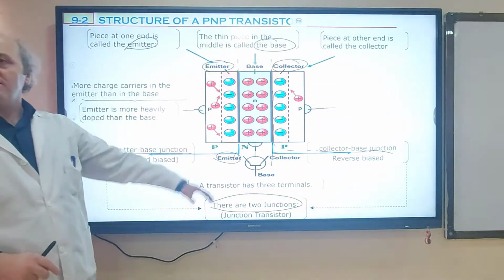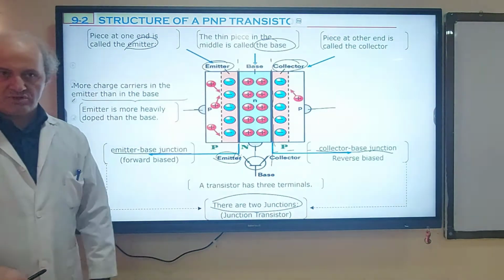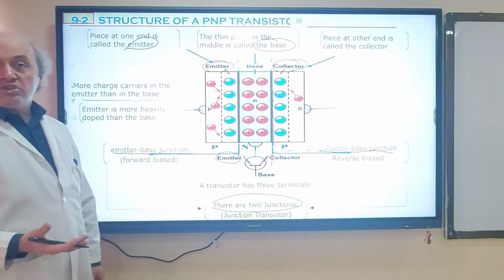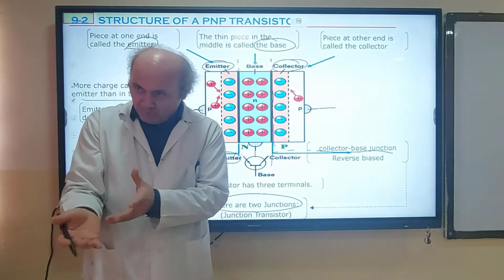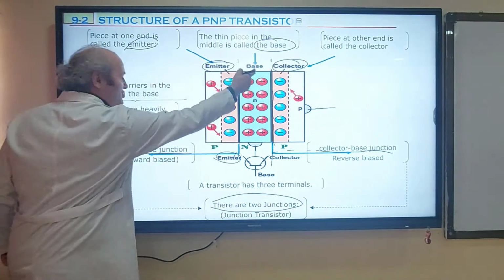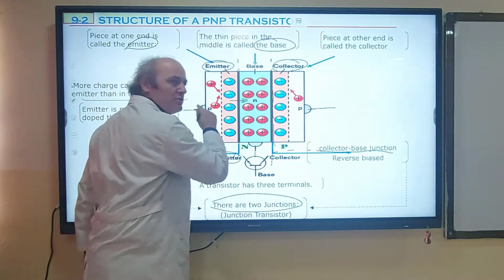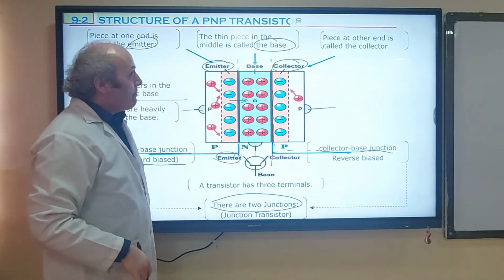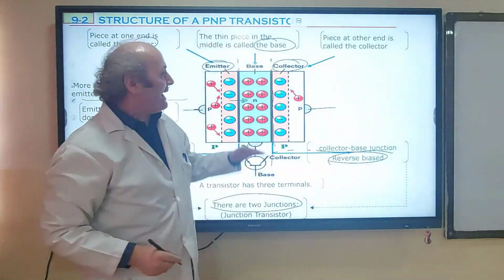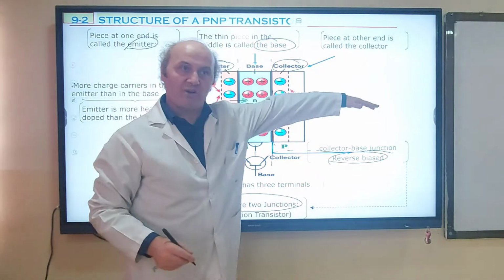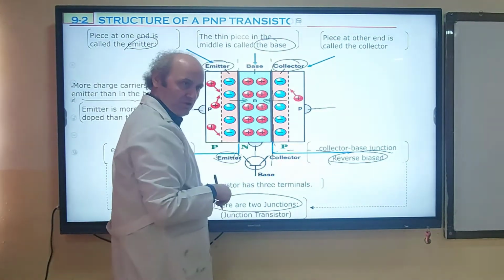For that reason, this transistor is sometimes called a junction transistor. But of the junctions, some are forward biased, some are reverse biased. Here, the emitter-base junction is forward biased. What does it mean? It lets electric current in this direction. But the collector-base junction is reverse biased. What does it mean? It does not allow electric current in this direction. The electric current of this one must be in the opposite direction.